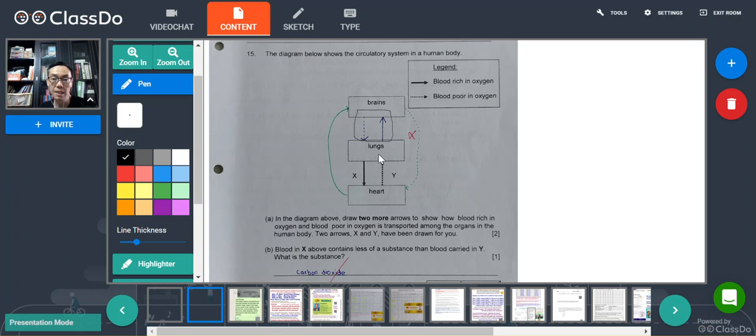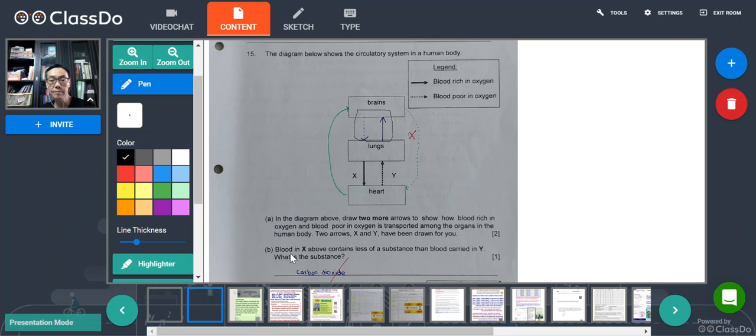So as you can see here, the blood which is poor in oxygen in Y enters the lungs to be replenished and then exits the lungs again to the heart to be delivered to other parts of the body as indicated here. So there should be a solid line here which shows the blood rich in oxygen, and the dotted line, the brain sends back the deoxygenated blood back to the heart. So this is one question where students are careless in losing these marks.